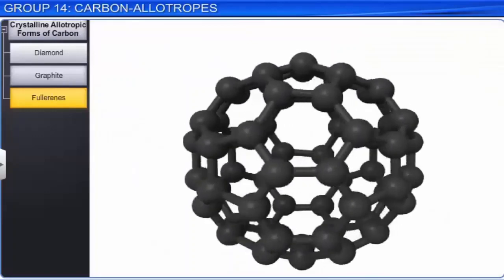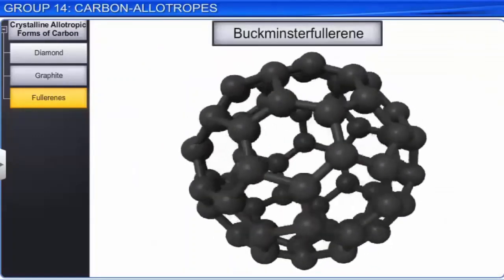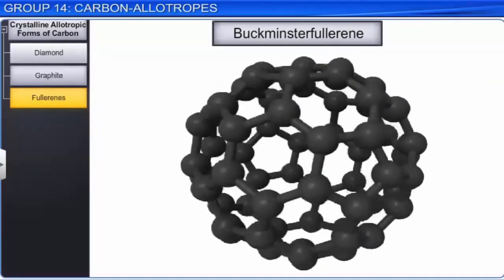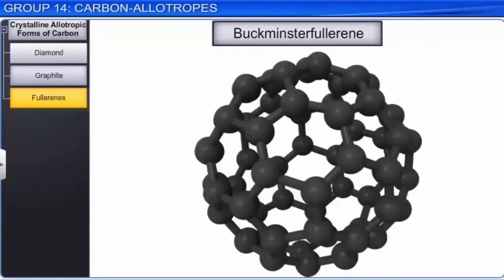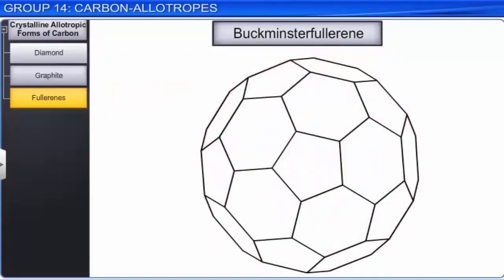Fullerenes are cage-like molecules. C60 or Buckminster fullerene, named after the American architect famous for his geodesic dome structures, looks like a soccer ball. It is sometimes referred to as a buckyball. Buckminster fullerene contains 60 carbon atoms arranged as a hollow sphere. This ball-shaped molecule has 60 vertices, each occupied by a carbon.